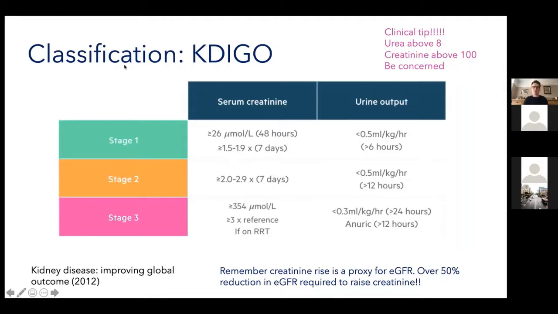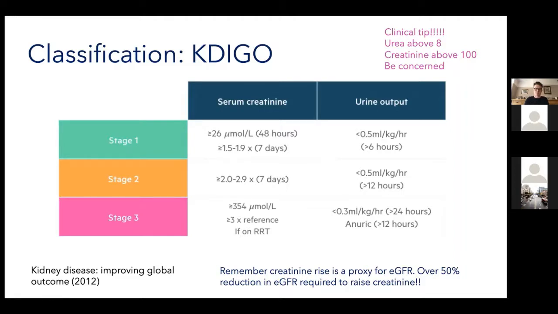Got a little clinical tip though. I was actually speaking to a friend who's a doctor, and I ran through this presentation, and she said she doesn't really remember any of this. She just thinks if there's a urea above 8 or creatinine above 100, she's concerned. So I suppose it's useful to have a knowledge of the KDIGO, but clinically, those are the numbers you're going to be concerned with.